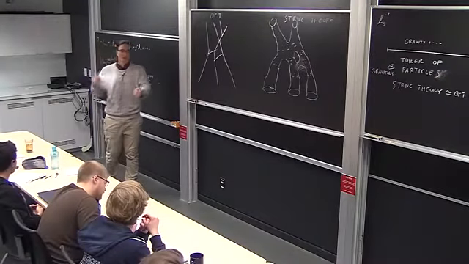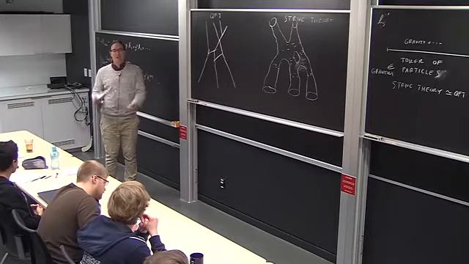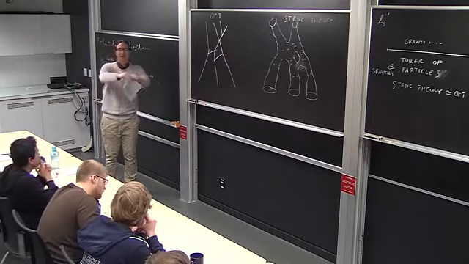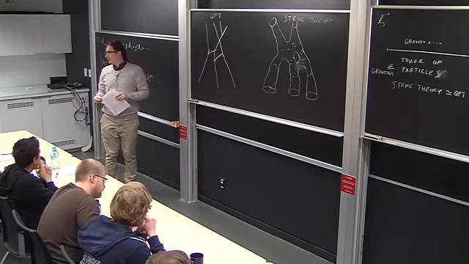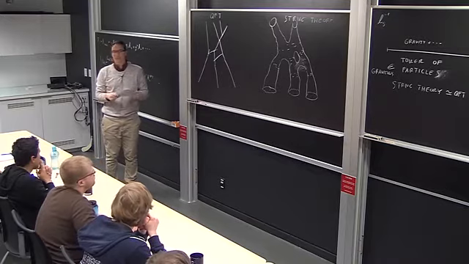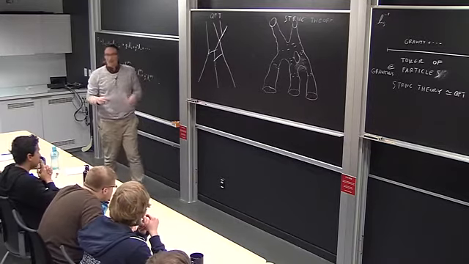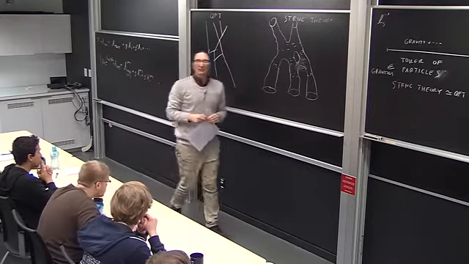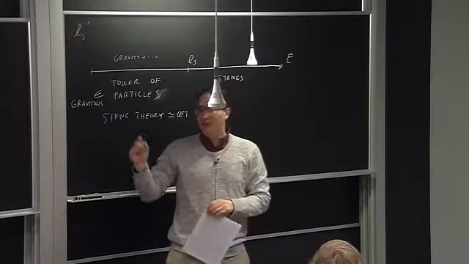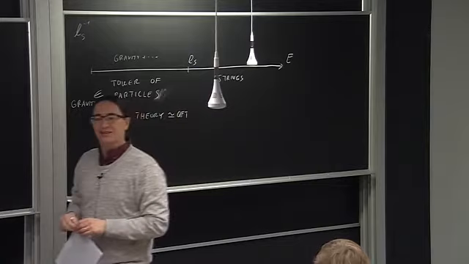Another example: if you scatter a particle from another particle at high energy, you get particles that scatter off at very large angles. Particles have hard cores. That's how you find particles, how Rutherford found that the nucleus was a particle. You shoot some probes at it, and they bounce off at large angles.